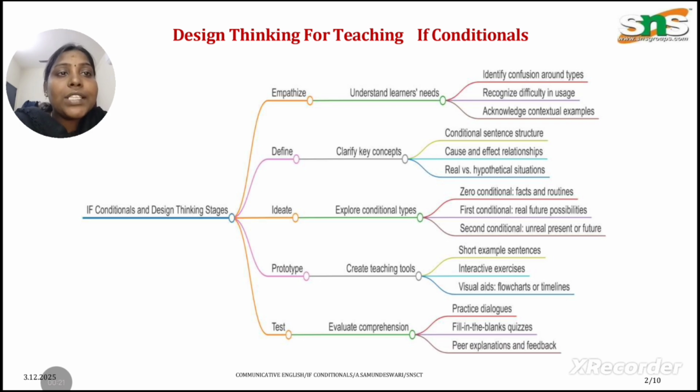Empathize, we are understanding the learner's needs, whereas in the define part we are clarifying the key concepts, and in the ideate part we are exploring conditional types. In prototype we create teaching tools, and in the testing part we are evaluating and offering feedback to clarify our doubts and answers.